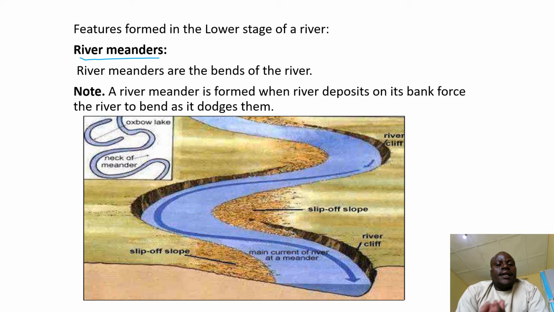A river meander is formed when a river deposits on its bank, and as it tries to dodge these depositional materials, it keeps on coiling around them and forming sharp bends called what? River meanders.